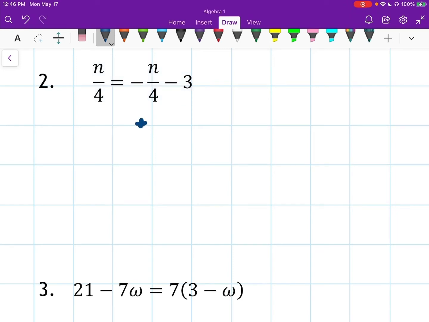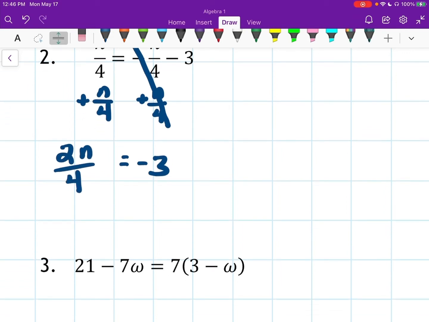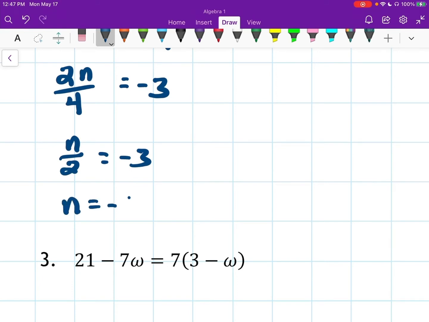I'm going to start off by adding n over 4 to the left side. That cancels those. I'm going to be left with a negative 3 on the right. And then on the left, I'm going to have n over 4 plus n over 4. Well, that's going to be 2n over 4. To simplify that, I'd get n over 2 is negative 3. And then to finish up, I need to multiply by my denominator, by my 2. So I get n equals negative 6.